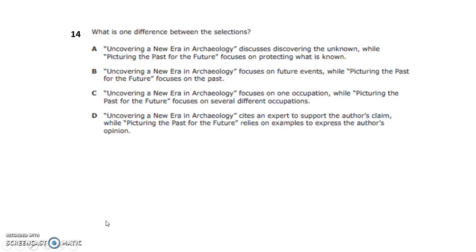All right, question number 14, sorry. What is one difference between the selections? Now, again, you have to use your evidence. You have to go back in the passage. Do not try to answer this without doing that.